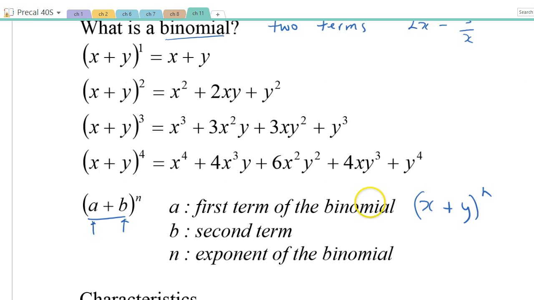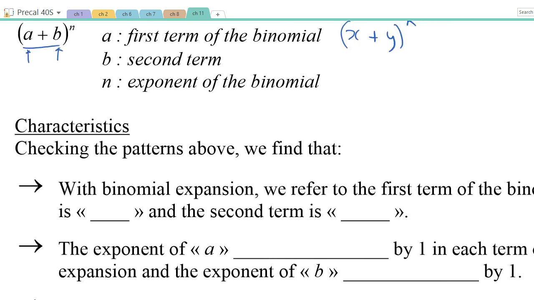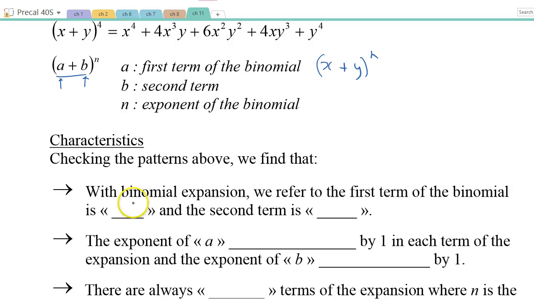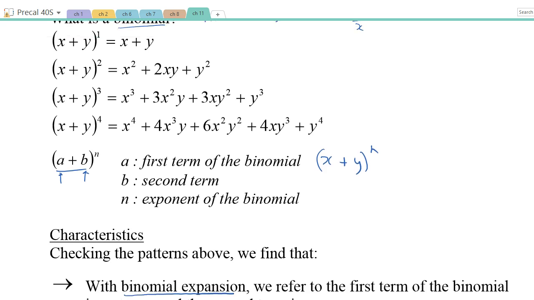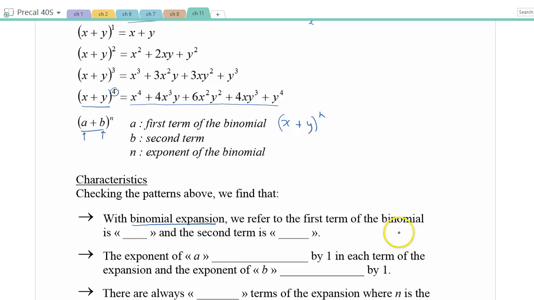All right, so let's look at this pattern a little bit. It says with a binomial expansion. So what's a binomial expansion? That's when you multiply this out. So here is the binomial to some nth power, and this is the expansion. That's when you multiply it all out, okay? So we refer to the first term of the binomial and we call it a, right? And the second term we call it b. That was just what I was talking about.